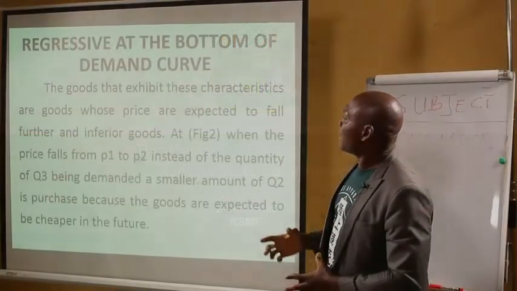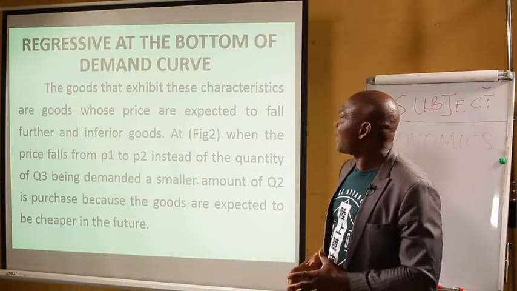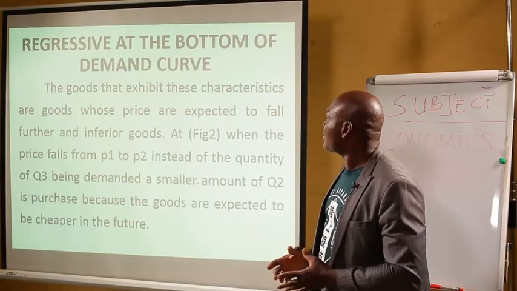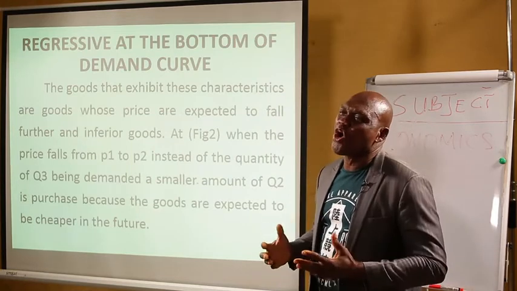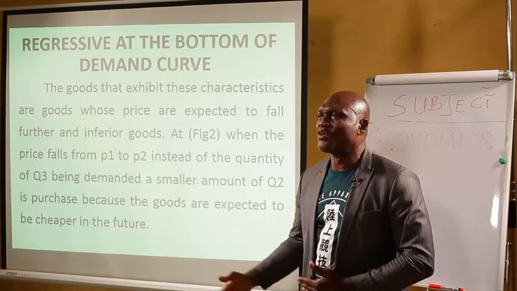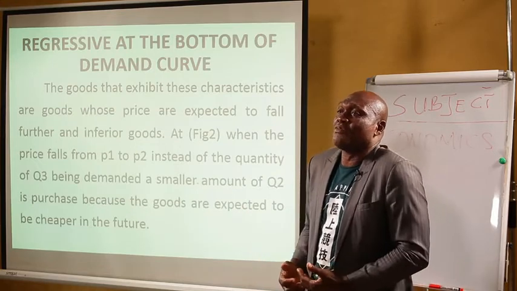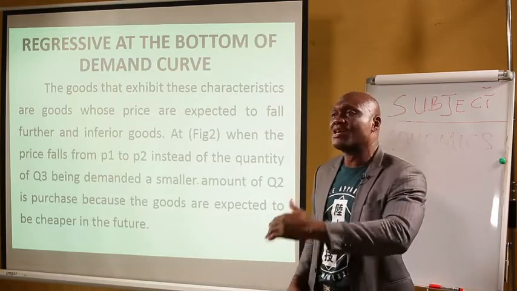Then regressive demand at the bottom. These goods that exhibit these characteristics are goods whose prices are expected to fall further, or you call them inferior goods. When people see that these prices are expected to fall further, there is no need of buying those things now instead of leaving them for tomorrow, because you know that the prices are going to fall.